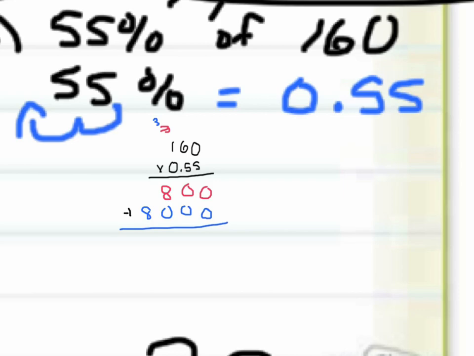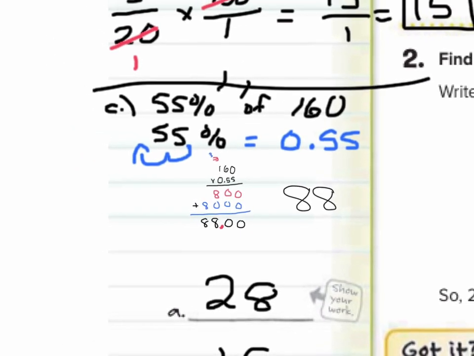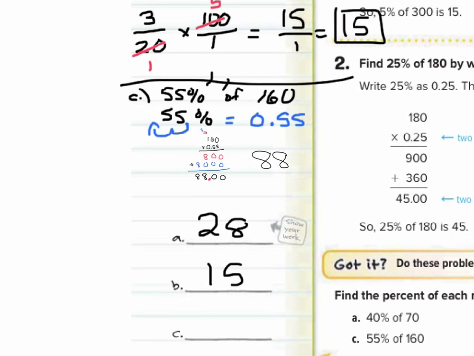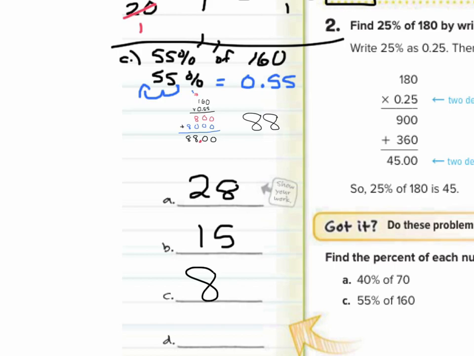And so now as I add these up, 0 plus 0 is 0, 0 plus 0 is 0, 8 plus 0 is 8, 8 plus, well, just itself, I guess, is 8. And now we need to make sure we finish. We have 2 numbers to the right of the decimal point in what we're multiplying. And so we need 2 numbers to the right of our decimal point in our product. And so our result here is 88. So 55% of 160 is 88.